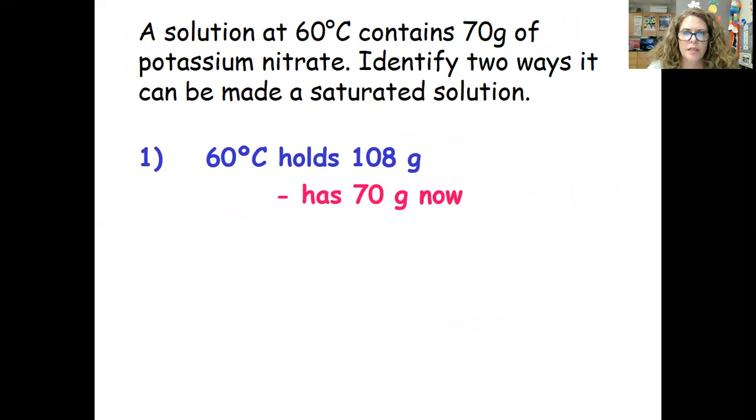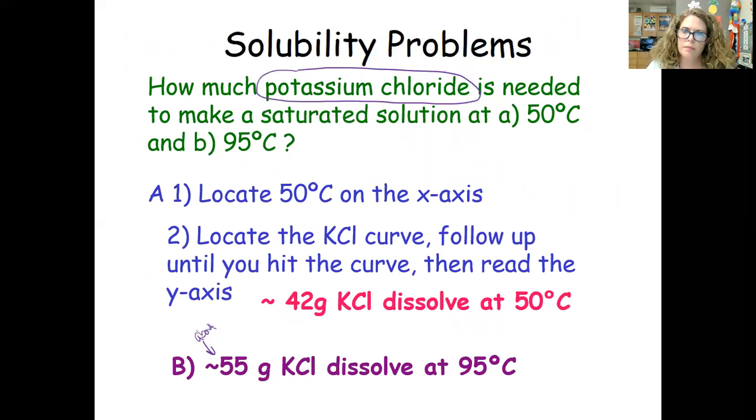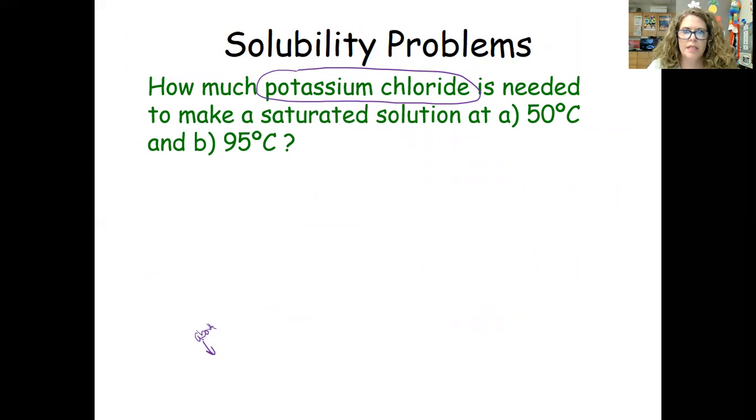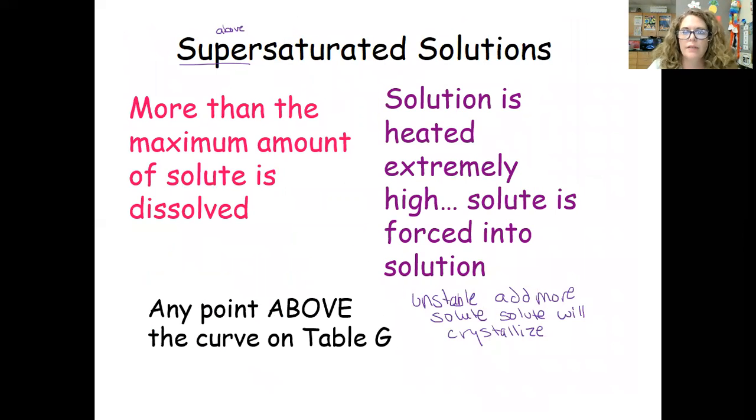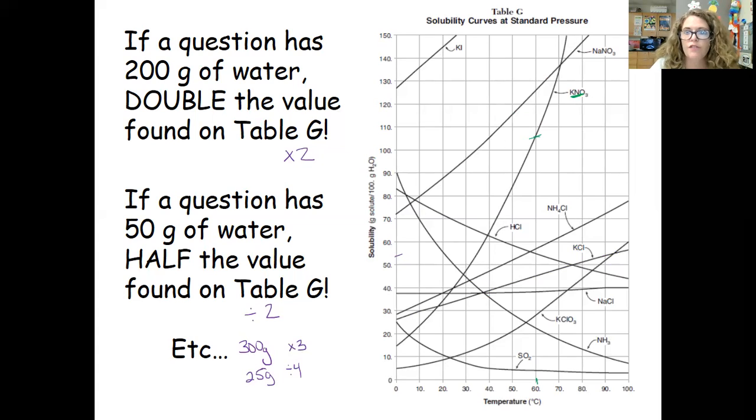Wait, 60 degrees has a potassium nitrate. I gotta go back here. 60 degrees and 70 grams of potassium nitrate. Oh, Mrs. Davis. This is what happens when you do this at like 5 o'clock on a Friday. Okay, sorry guys. Okay, so I have 60 degrees and I have 70 grams.